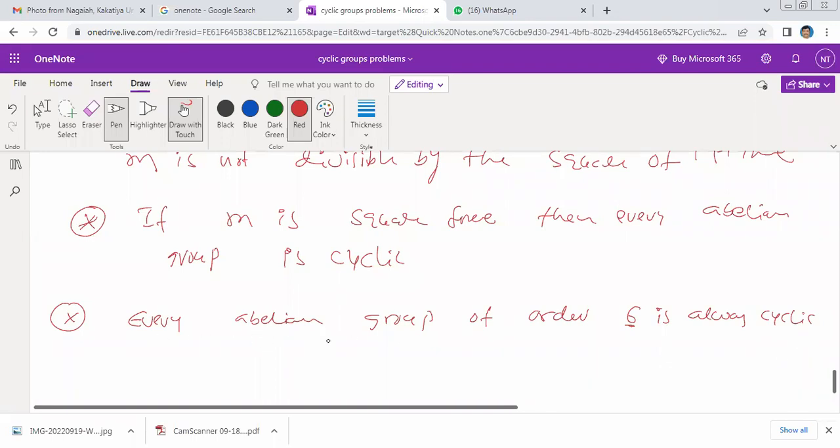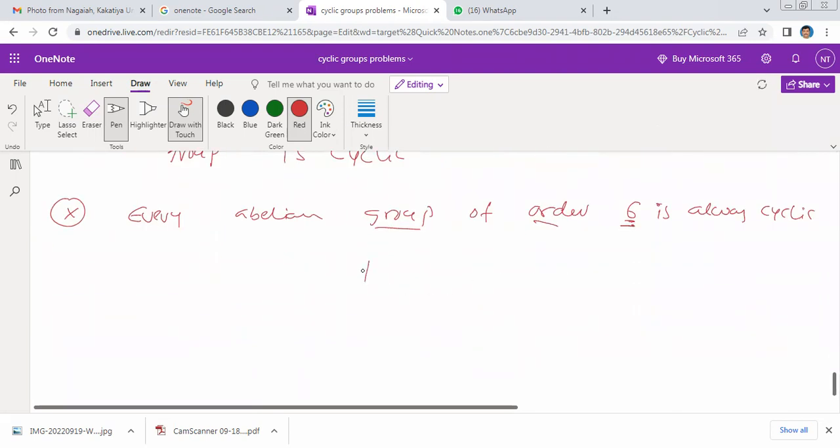ఇక్కడ if the order is not a prime number, it is a composite number. ఎందుకు ఇది సైక్లిక్ అయింది? Because our number m is equal to p into q. అంటే ఏమైతుంది? 2 into 3, 2 power 1, 3 power 1. If this m is square free, m is equal to 6, and 6 is square free అయినా?